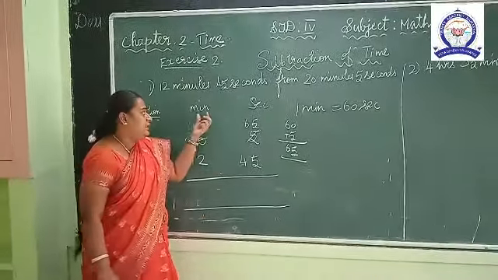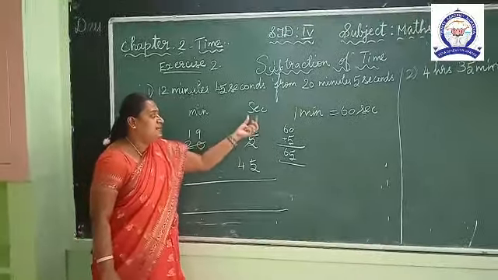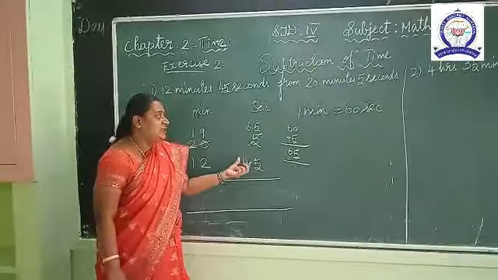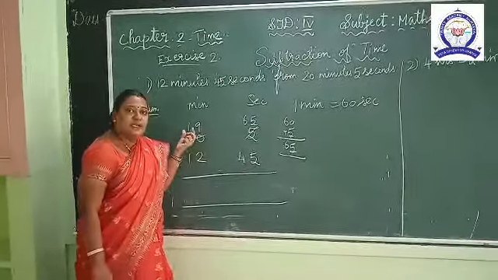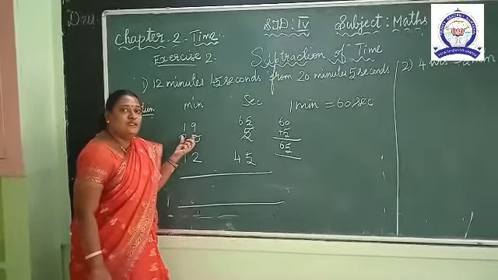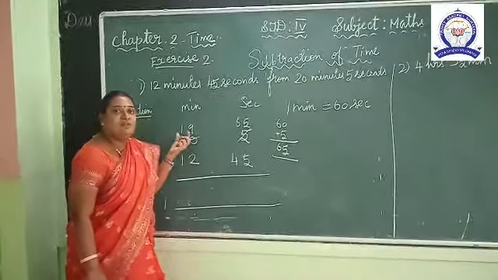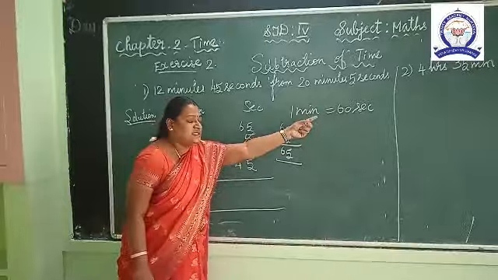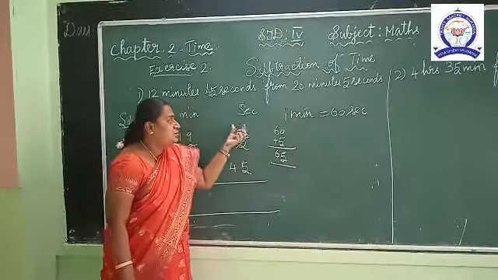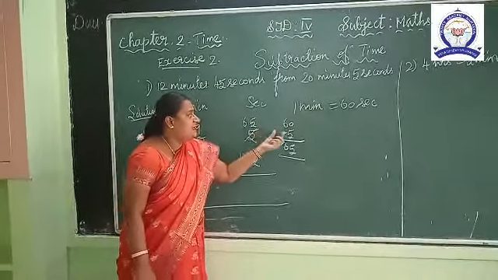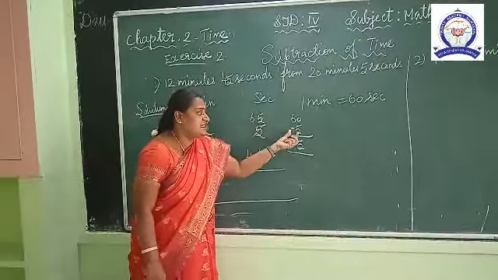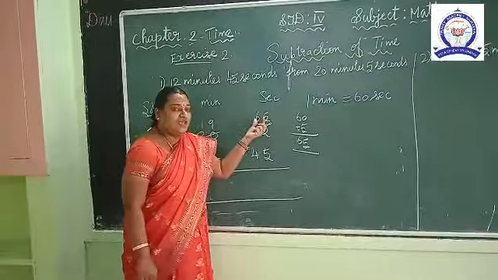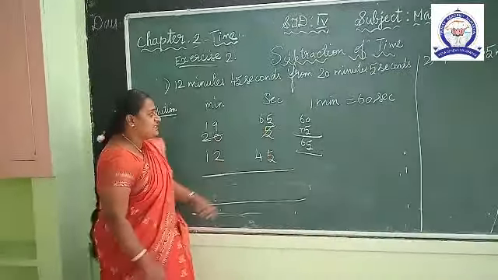Once again I repeat. In time subtraction, 5 minus 45 cannot be subtracted. So we have to borrow from minutes. So from 20 minutes, when we borrow 1 minute, 20 will become 19. So 1 minute is equal to 60 seconds. So you should write 60 plus the already existing 5 seconds. So 60 plus 5 is 65 seconds. So you strike out 5 and write 65. Now you subtract 65 minus 45.